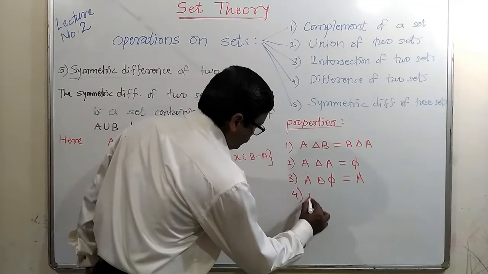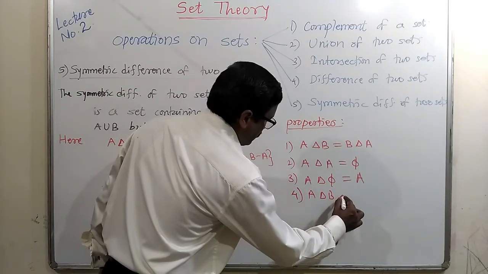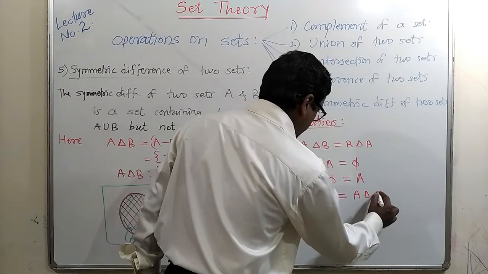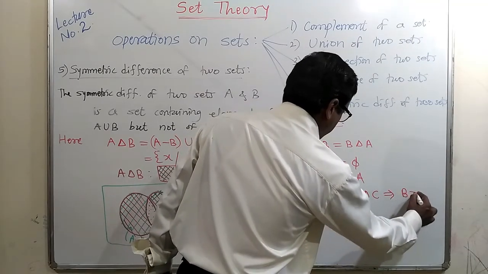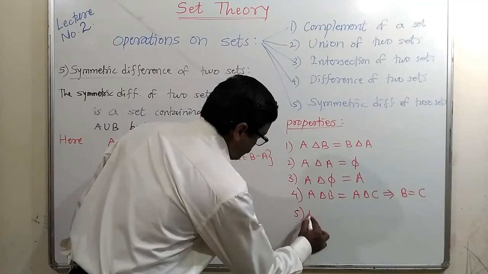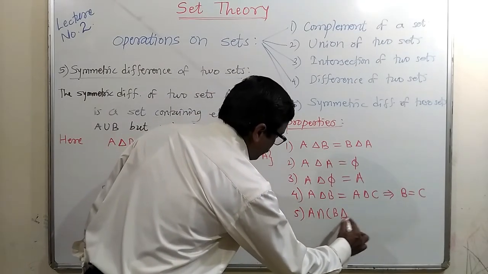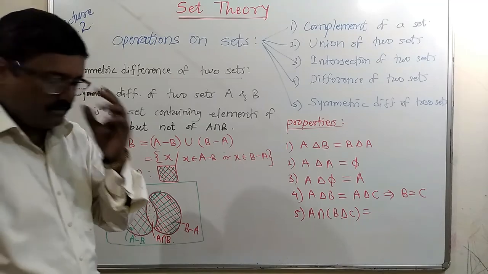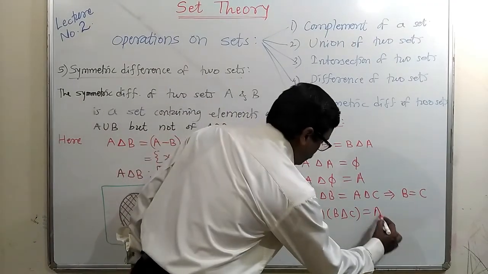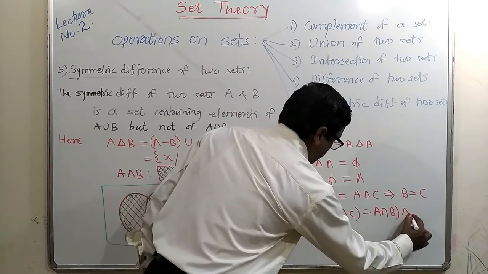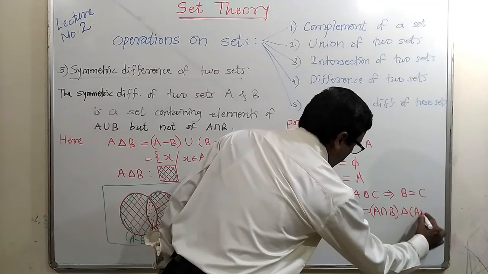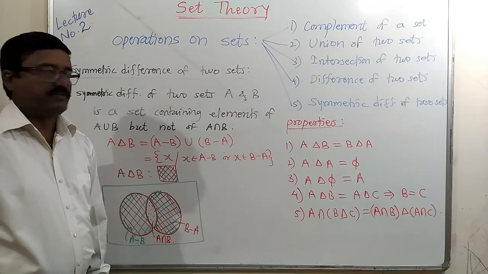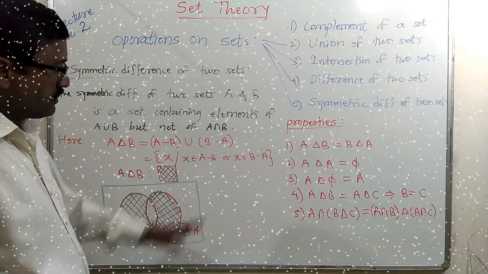Let us see the fourth one. If A symmetric difference B is equal to A symmetric difference C, then it implies B is equal to C. Fifth one, A intersection with symmetric difference of B and C is equal to A intersection B symmetric difference A intersection C. That will be the last property about symmetric difference of two sets. Okay, so remember these properties also.